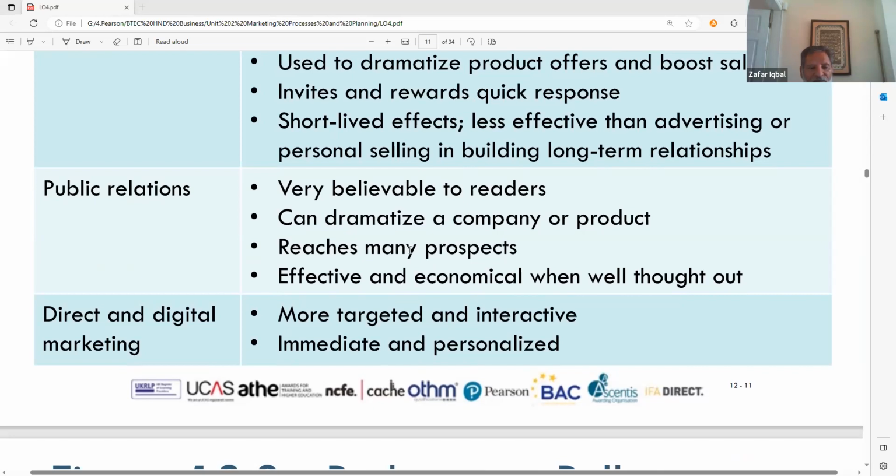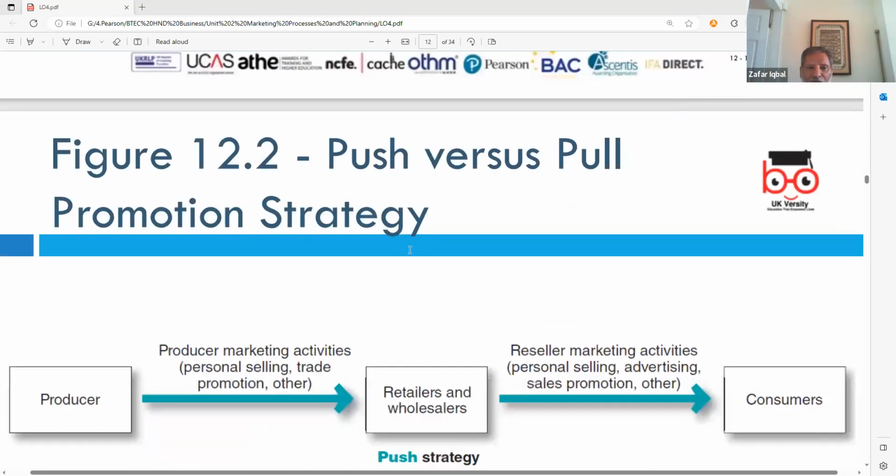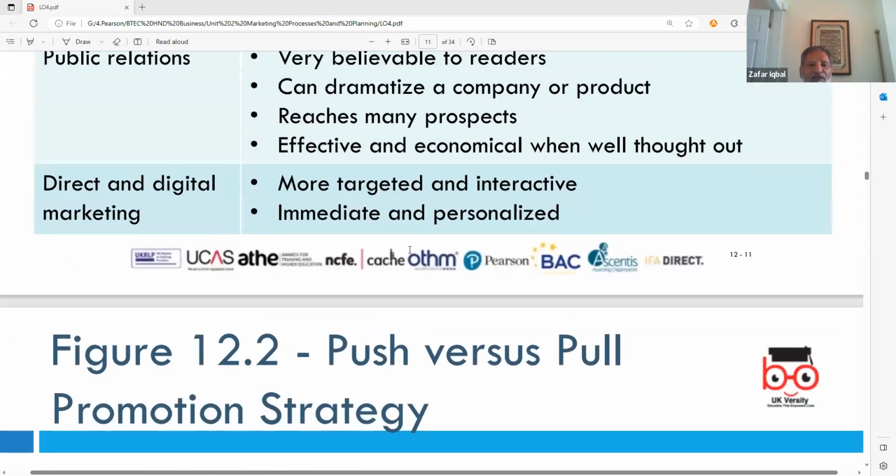Another type of tool that you can use is direct and digital marketing. Digital marketing is again very interactive, it reaches a very wide range of people. You can create a targeted integrated marketing campaign, or you can create a personalized one. It goes to people immediately. It targets them quickly and effectively, and it can reach a lot of people. So this is a newer way of reaching people.